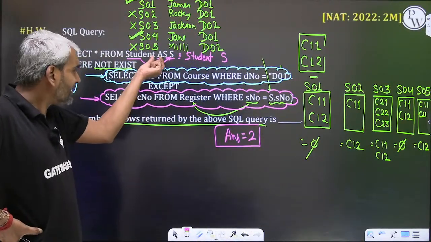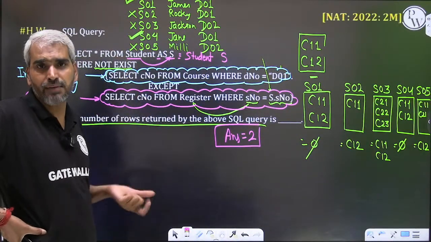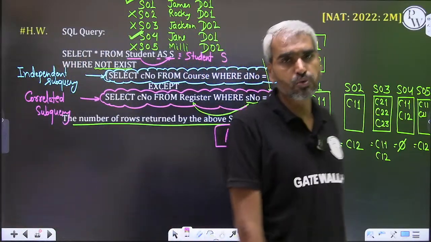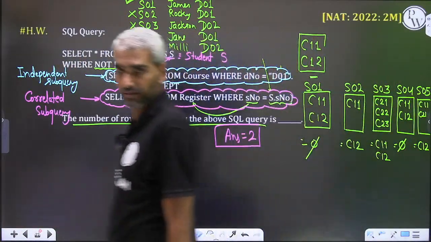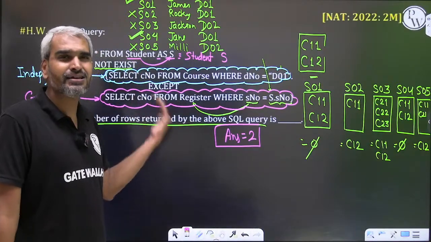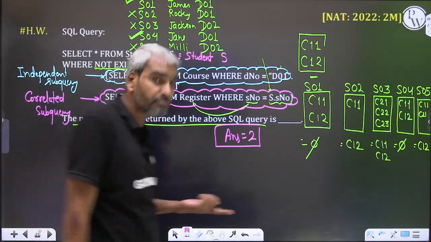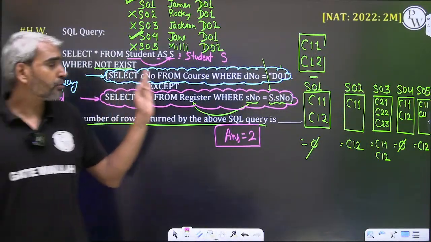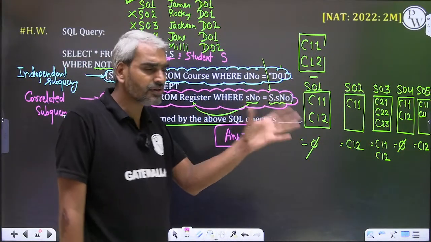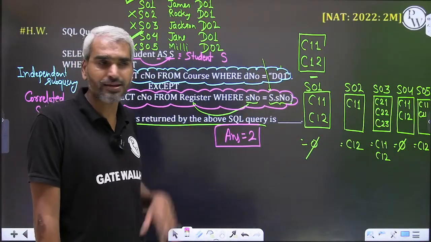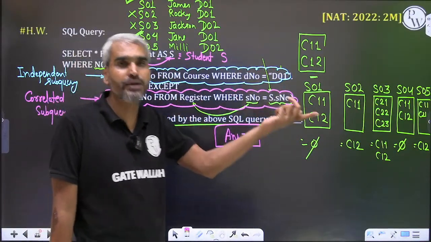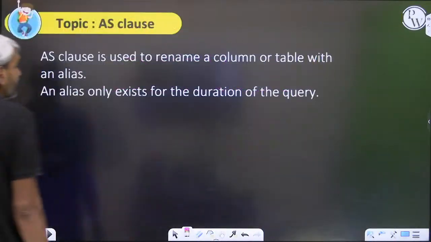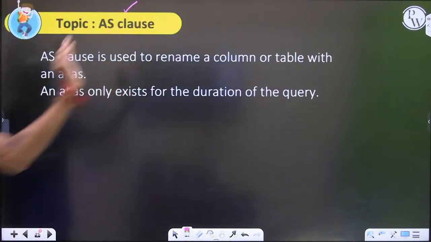So this as is a more explicit way of renaming something. It can be used to rename almost everything. Generally we say that it is used to rename a column, that is an attribute, or the table name, but it can be used to rename almost everything. That is, if some output is produced by a subquery, then that particular output can be given a new name. We'll see how exactly the as clause works with the help of an example.